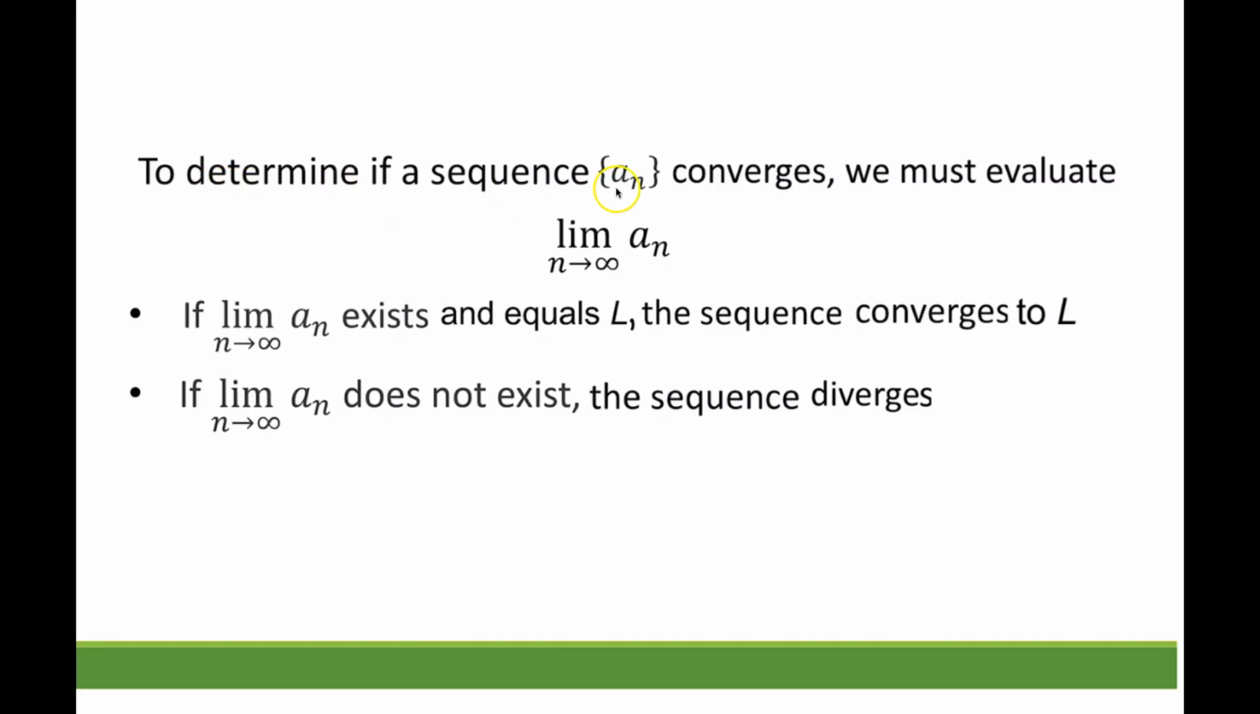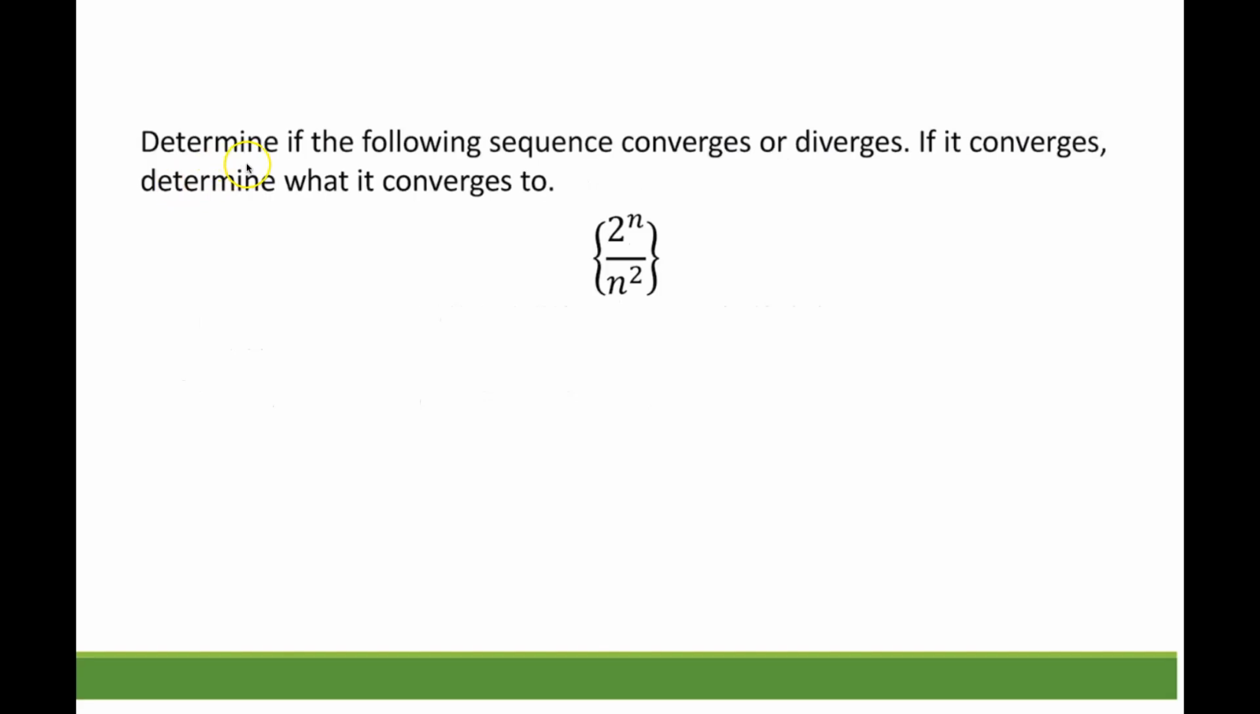To determine if a sequence a sub n converges, we must evaluate the limit as n approaches infinity of a sub n. If that limit exists and equals L, the sequence converges to L. If that limit does not exist, the sequence diverges. In these examples, we want to determine if the following sequence converges or diverges. If it converges, determine what it converges to. Our general term is 2 to the n over n squared. So in all of these examples, we're going to have to find the limit as n approaches infinity of that general term, 2 to the n over n squared.